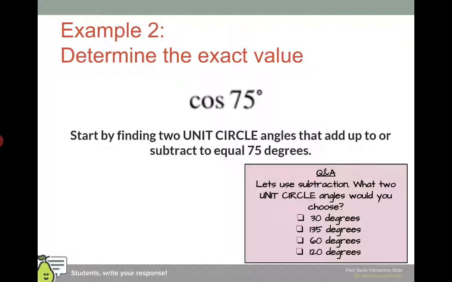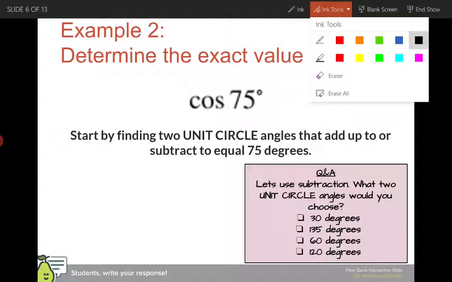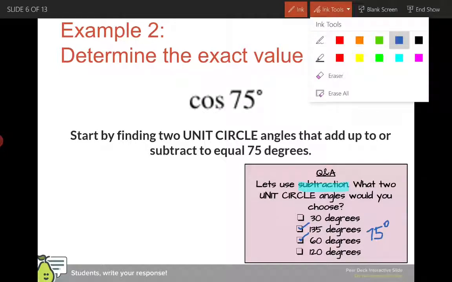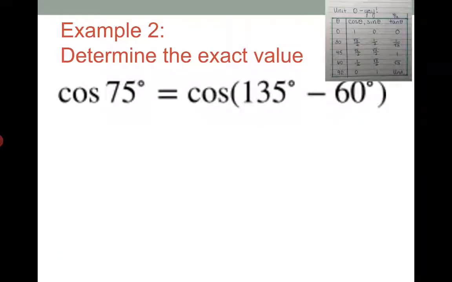Not so bad. Now, we didn't have to use those two angle measures. We could have also used subtraction. So what two unit circle values would you choose in order to make 75 degrees by subtraction? You should have said 135 minus 60 will give you 75 degrees. So we're going to use those two values to rewrite. The cosine of 75 could also be written as 135 minus 60.